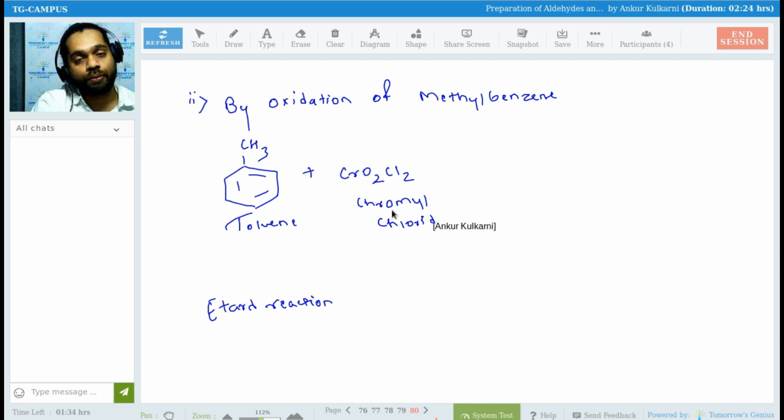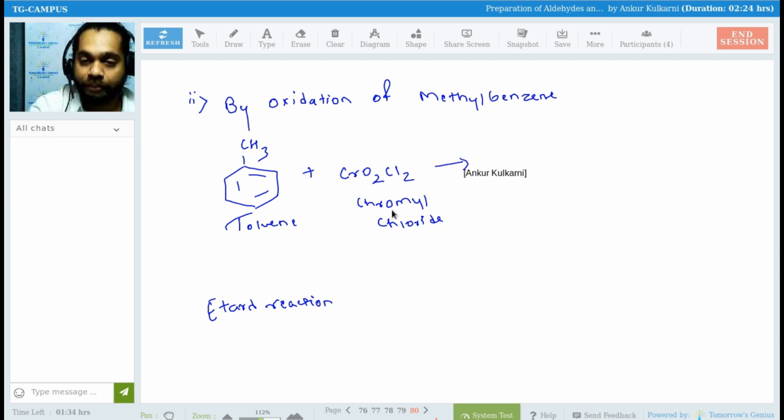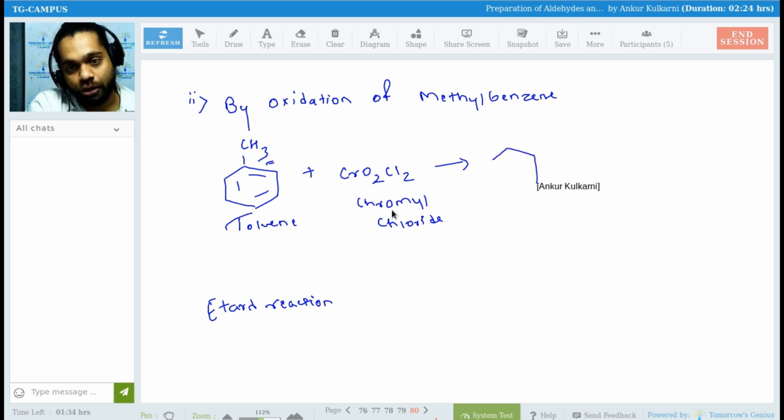So in the chromyl chloride, what happens? You get a complex of chromium. That means what? Two hydrogens are replaced by your CrO2Cl2. That means it gets replaced like this. Look over here. Two hydrogens are basically added to the complex.